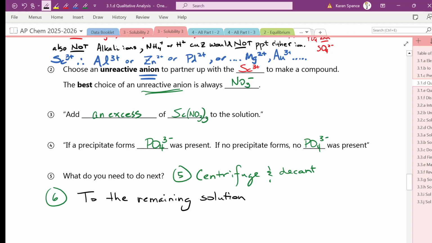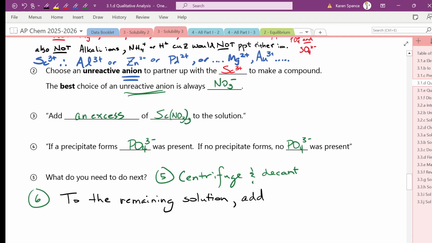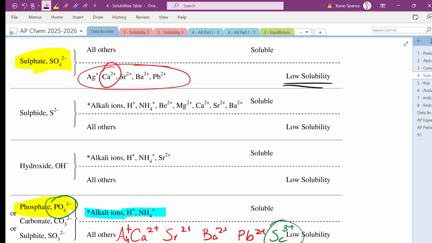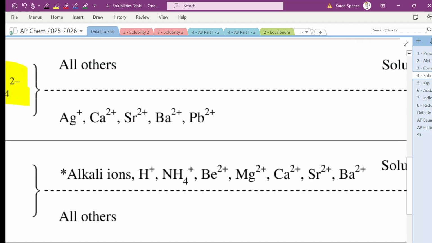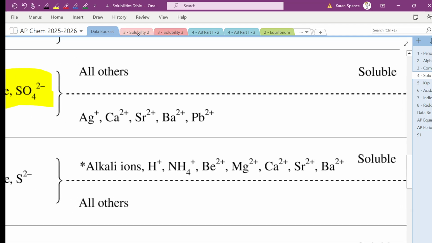So I would probably say to the remaining solution, what are we going to do? Yes, we're going to add a substance that will precipitate the SO4 2-. So who could we choose? Let's go look. Who could we choose? Calcium or silver or strontium, barium, lead? Yes? Okay, excellent.